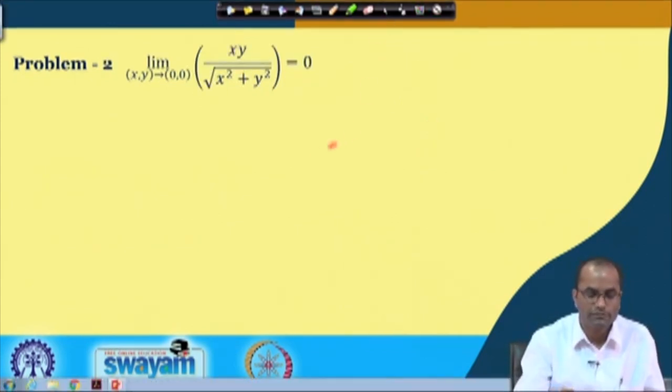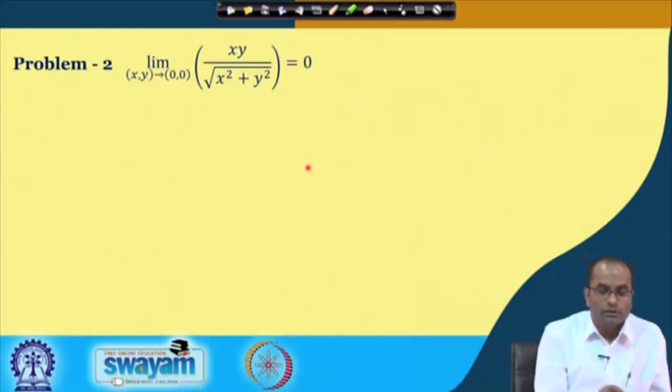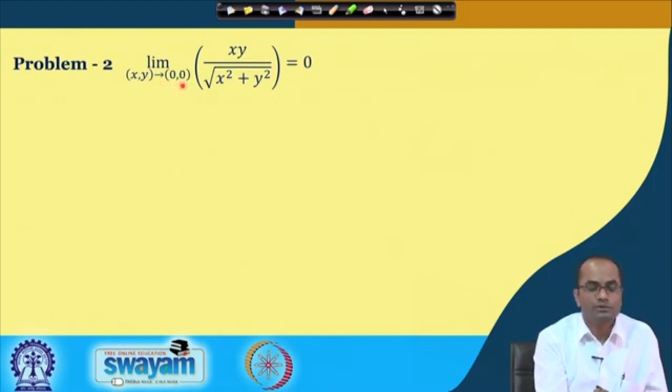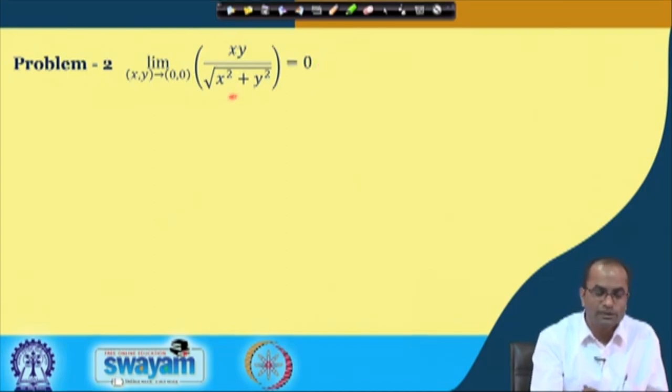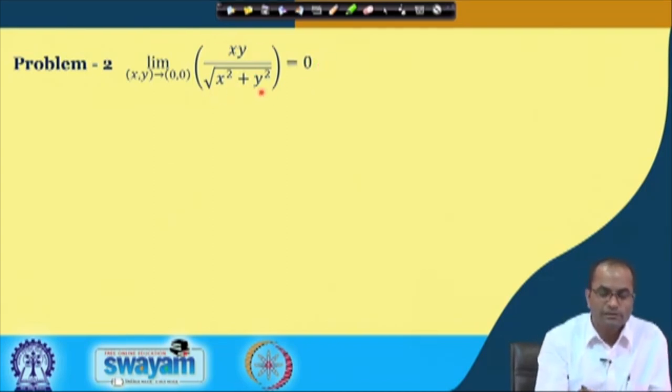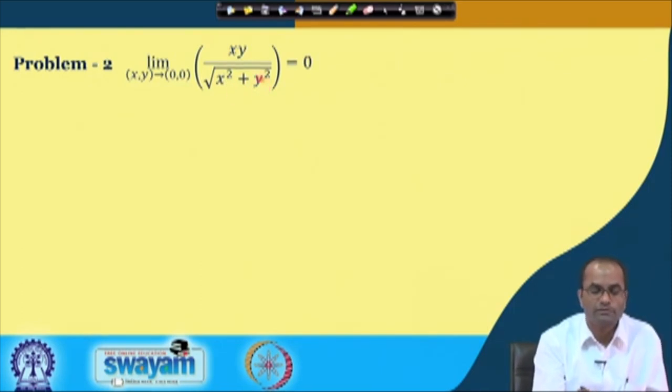So, another example where we need to prove that the limit as (x, y) goes to (0, 0) of xy over the square root of x square plus y square is 0. So, in this case again the function is not defined when (x, y) goes to (0, 0), because of this reason, x square plus y square will become 0, but what we will prove now is that this limit is 0.